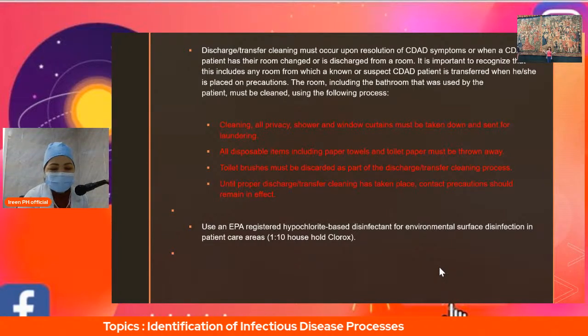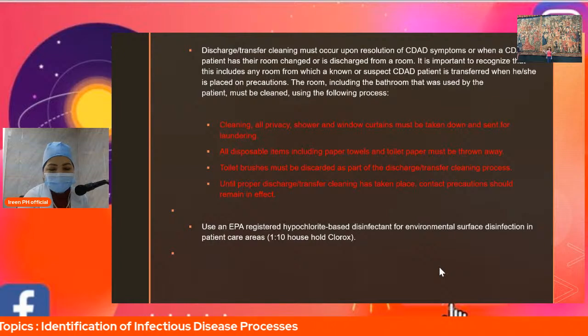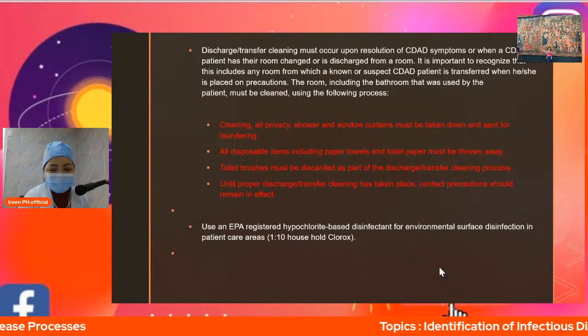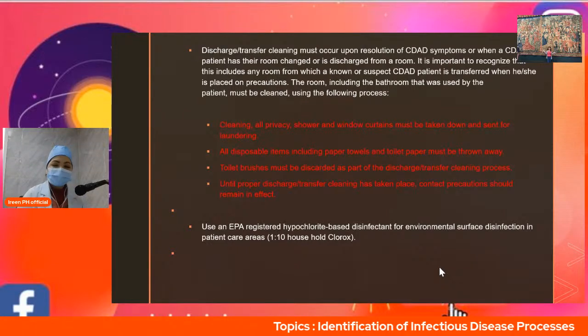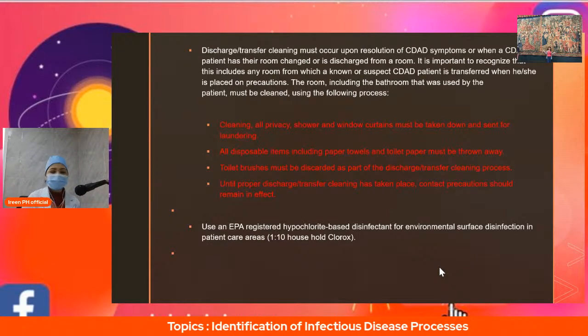Use an EPA registered hypochlorite-based disinfectant for environmental surface disinfection in patient care areas, such as household Clorox.